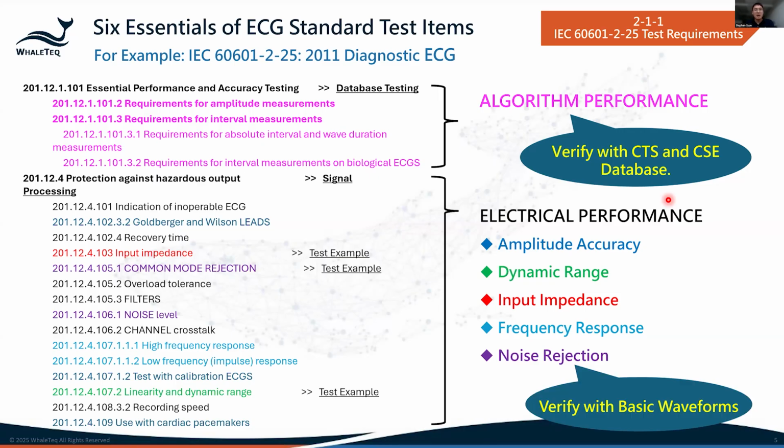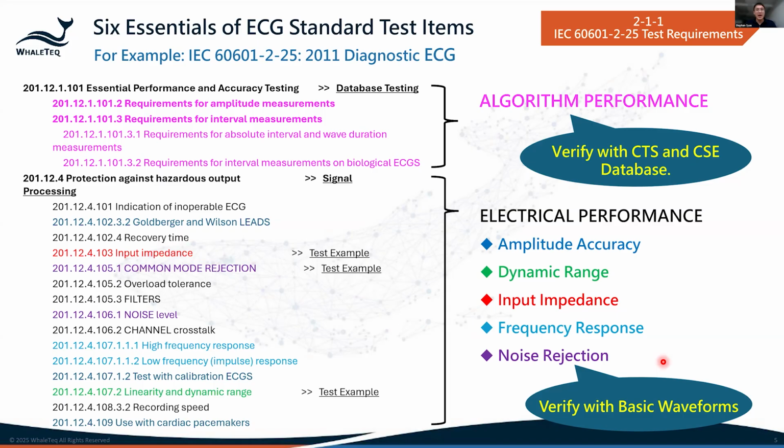And then the rest of the essentials go to electrical performance, and there are five. Here we move away from the clinical database and use basic function waveforms like sine, square, and triangular. Let's walk through why each of these five capabilities is crucial for your hardware design.